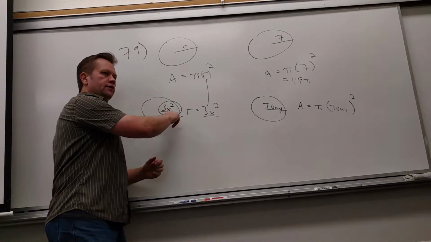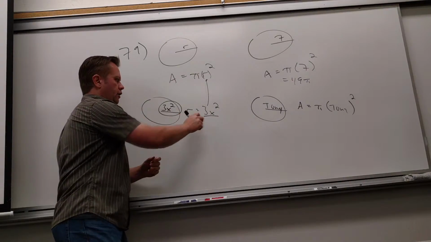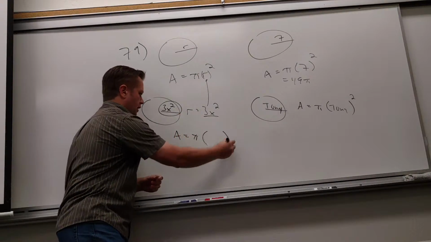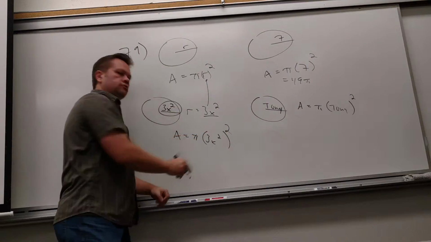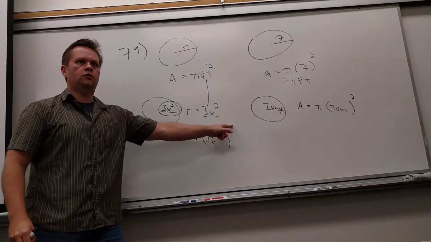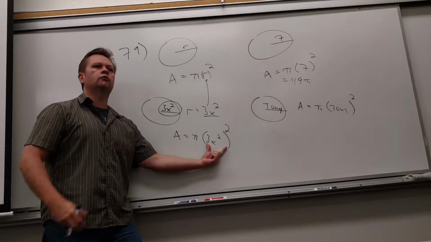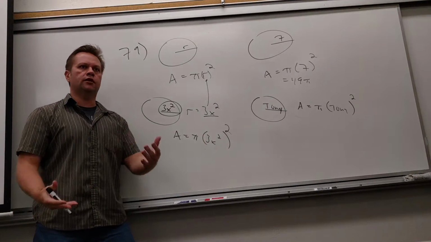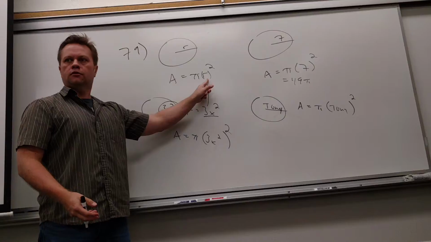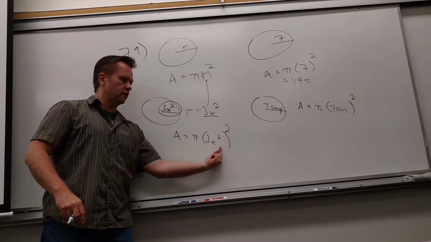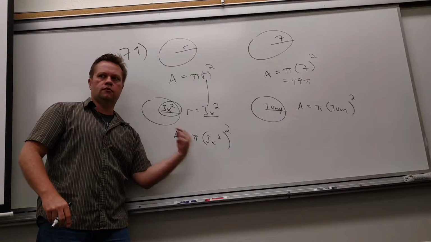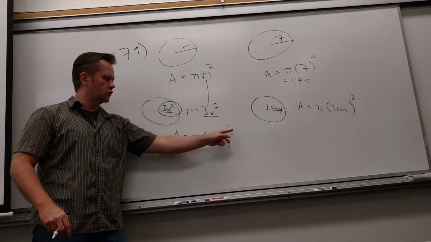So if the radius is 3x squared, the area is pi times 3x squared, squared. Pi r squared. I'm just replacing the radius with what it is. Whatever the radius is, you square it and then multiply by pi. That's what this says. So now you just have to simplify this. You square the 3, and you square the x squared.